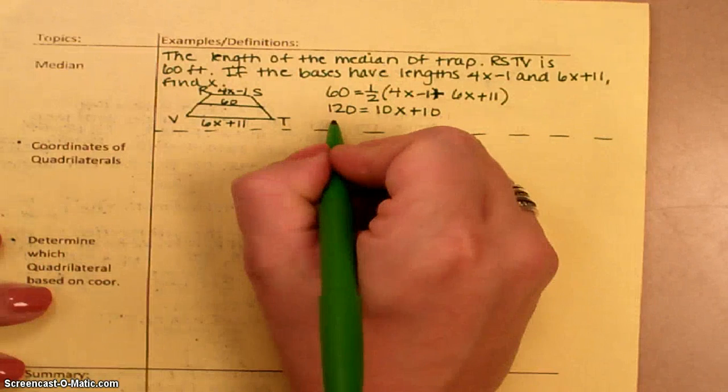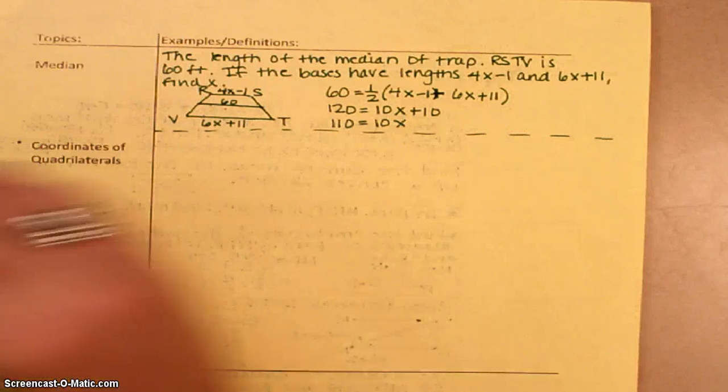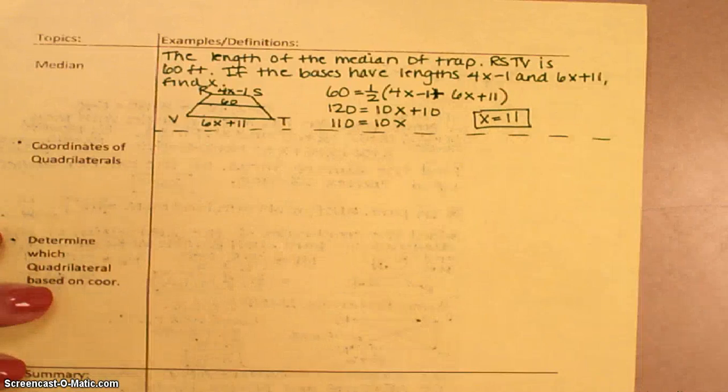Subtract that 10 over, so you get 110 equals 10x. And now when we divide, looks like x is 11. And we're done. That's all we had to do for that one.